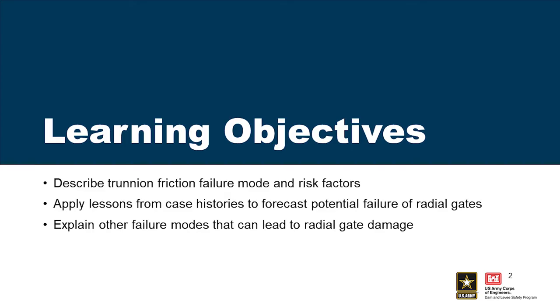So the learning objectives for today, we'll describe this trunnion friction failure mode, which is the key for a normal operation failure of a Tainter gate. And we'll talk about some of the risk factors. We'll look at some lessons learned from case histories and explain other failure modes that can lead to radial gate damage and failure. We'll also walk through an event tree for this potential failure mode.